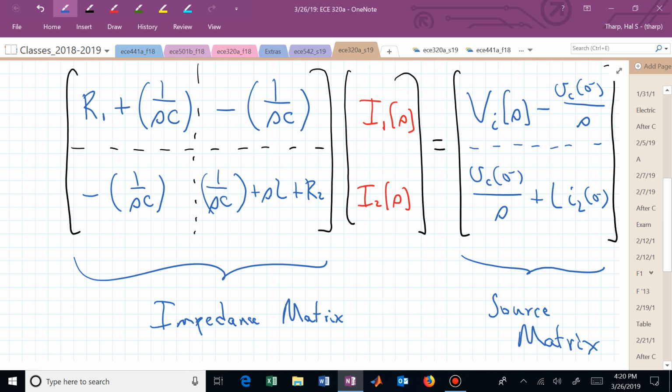Zi is equal to V in general. Ohm's law. How do we solve for I sub 2 of S? So you could do KVL on the right side, but now that we have it in this beautiful form, put it in your calculator.